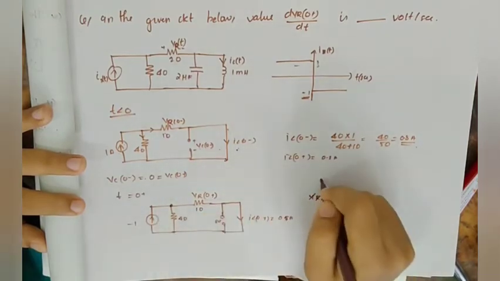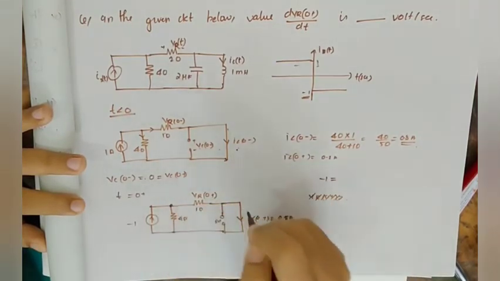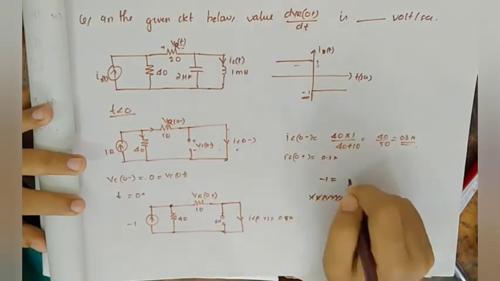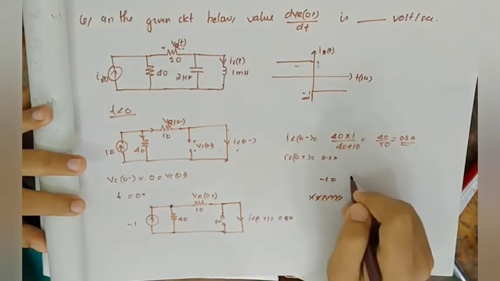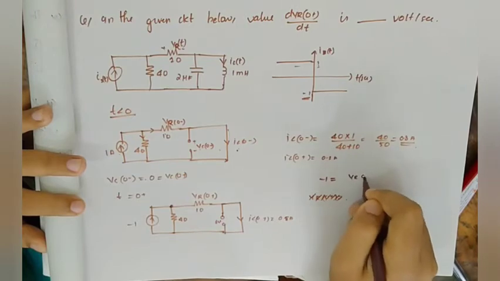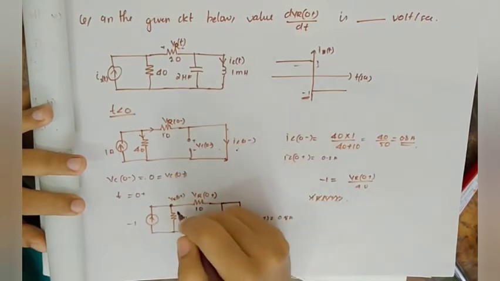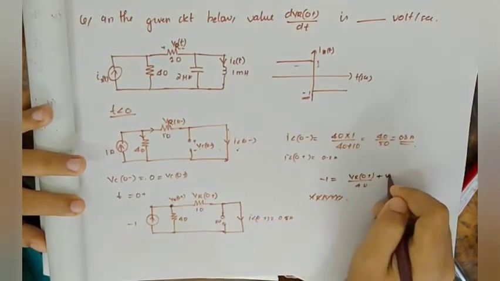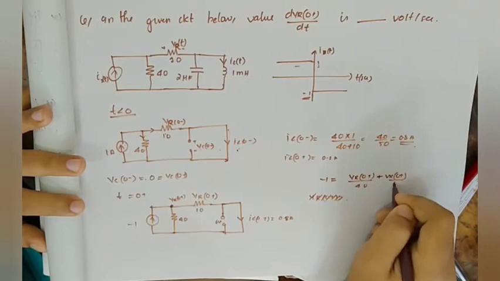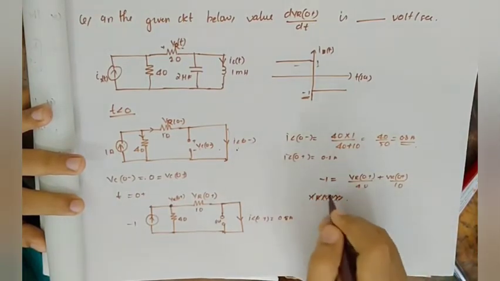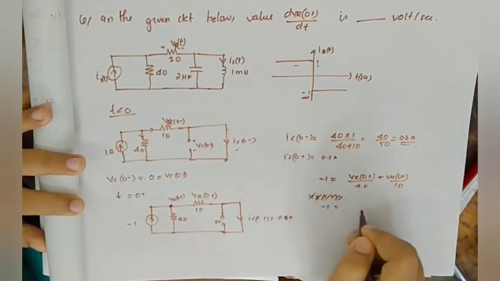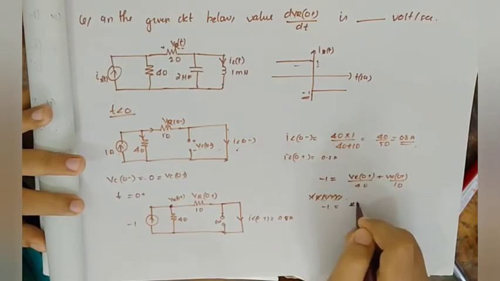I'll write the node equation over here. Minus 1 is being divided between 40 and 10 ohm. That is minus 1 equal to VR of 0 plus divided by 40. The voltage over here will be VR of 0 plus as well. So VR of 0 plus divided by 40 plus VR of 0 plus divided by 10.